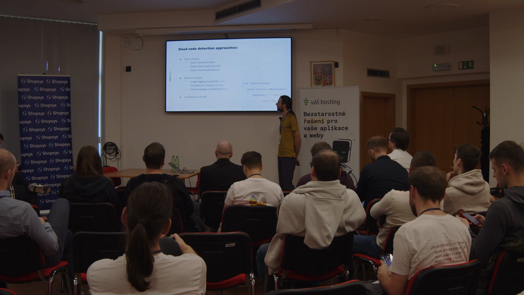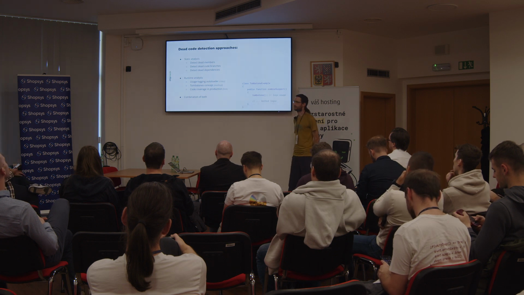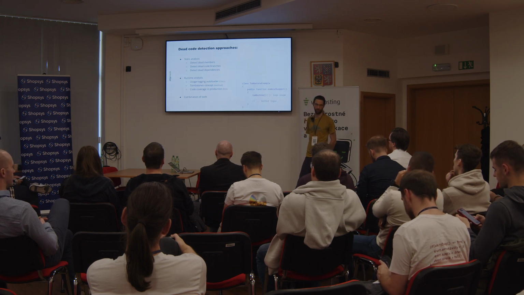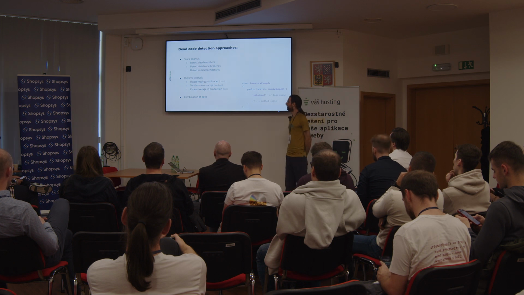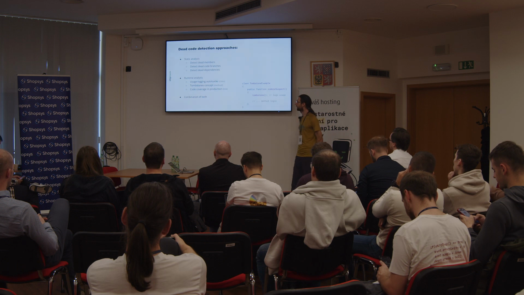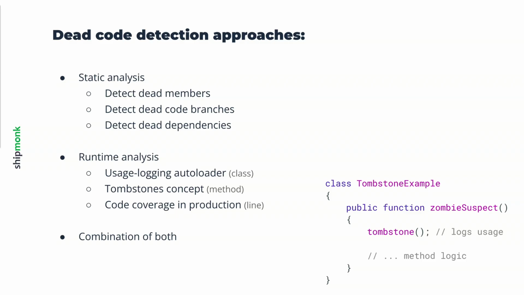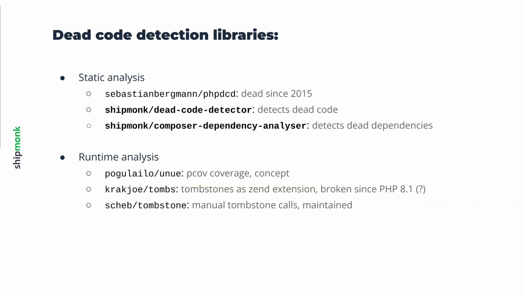And there is the modern part, and that's static analysis, detecting dead code without running the code. There are multiple parts to that. You can detect dead members, dead code branches, like specific else ifs, and even unused dependencies in your vendor. This part typically goes to static analysis tools like, for example, PHPStan, which we will talk about later. So this is an overview of existing tools that you can use.